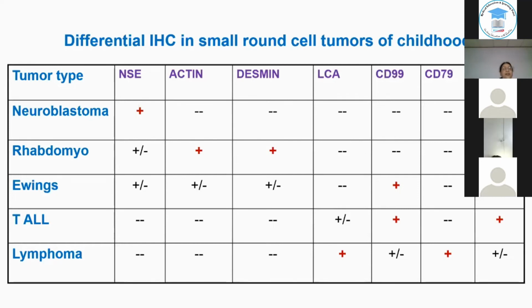So here you can see that NSE is positive in neuroblastoma, actin and desmin in rhabdomyosarcoma. Ewing's is positive for CD99, which is also positive in T-ALL, and lymphoma shows positivity for LCA as well as CD79.